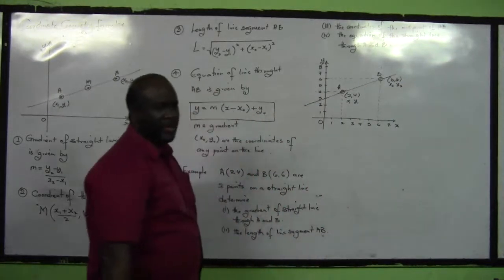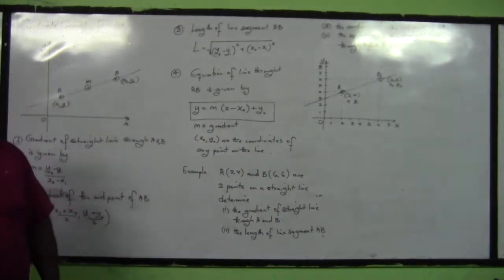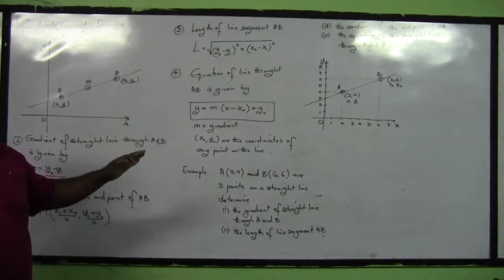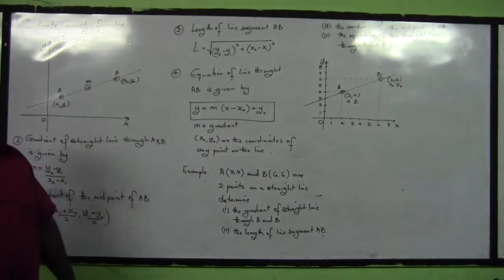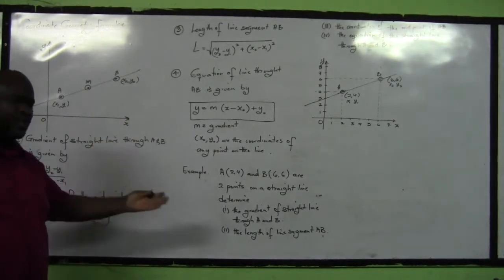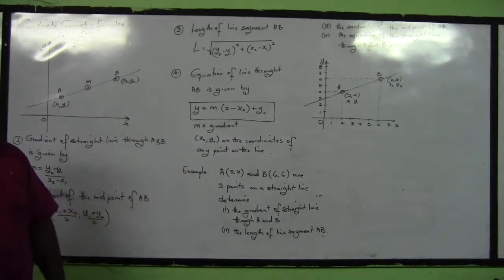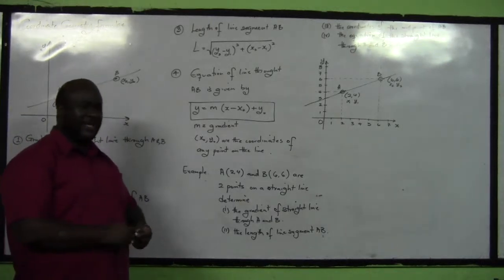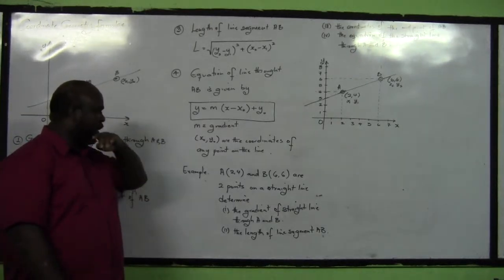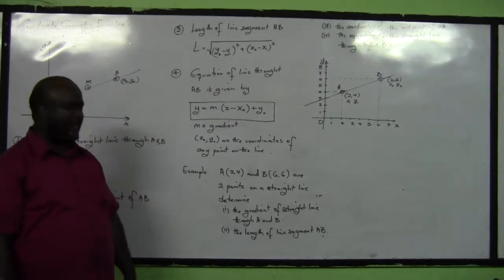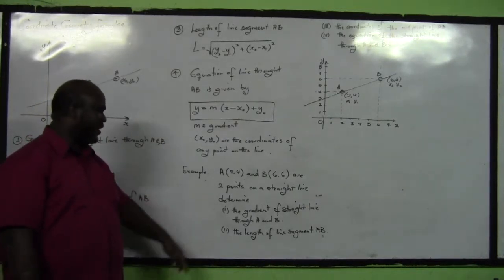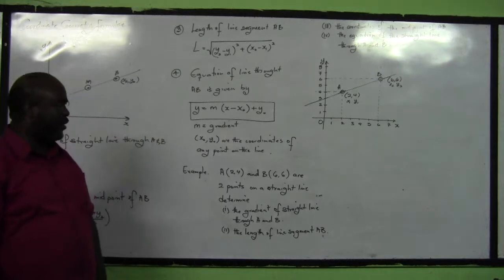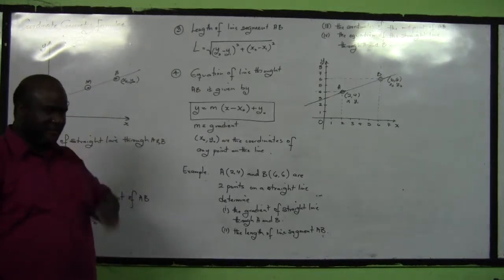So again, did I need to draw this diagram to answer the question? The answer is no. The only reason I drew it is because I want to give you an appreciation of what you are doing. So it says A, which is 2, 4, and B, 6, 6, are 2 points on a straight line. Determine the gradient of a straight line through A and B.